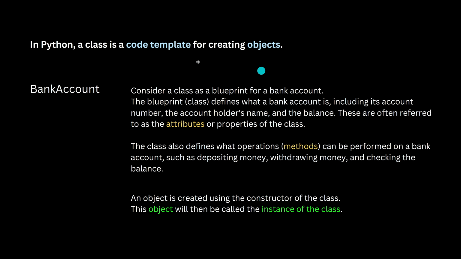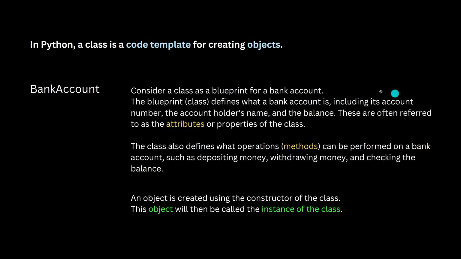In Python, a class, and you know this, is a code template to create objects. Let's take the easiest example. I always like to operate with examples. A bank account. Imagine you are just opening a new bank and you say, okay, I want each of my customers to have their own bank account. So what is a bank account? You define a bank account. You create a blueprint of a bank account. This blueprint is what we call a class. It defines what a bank account is.